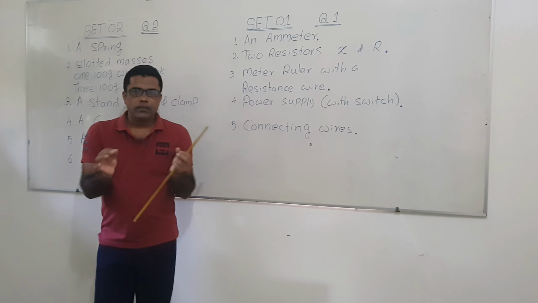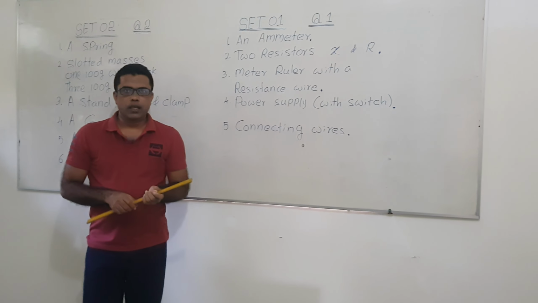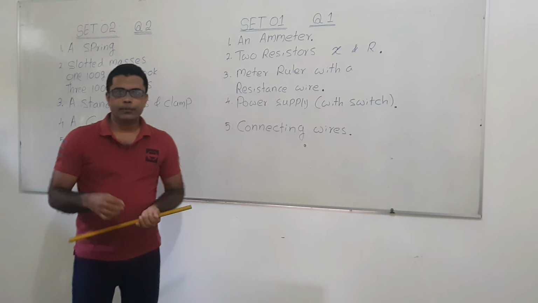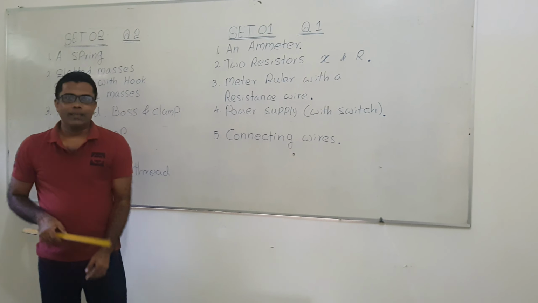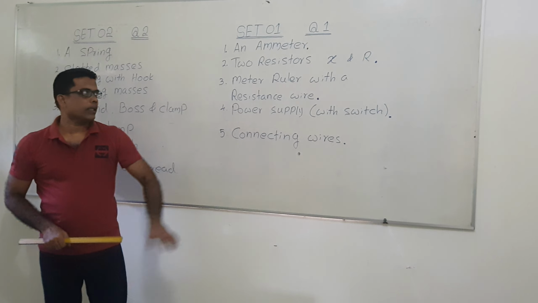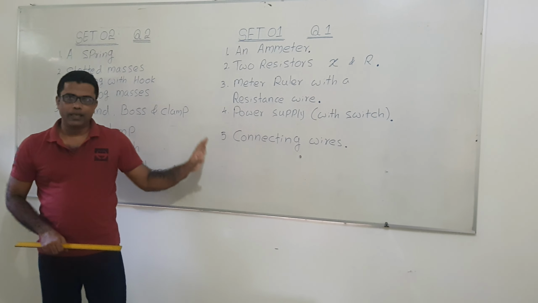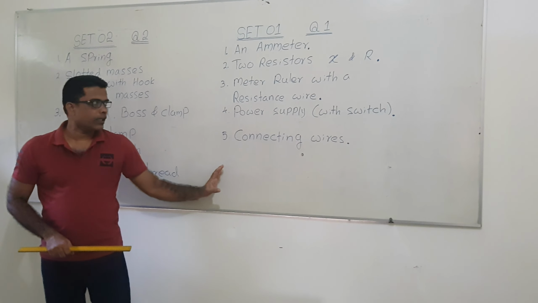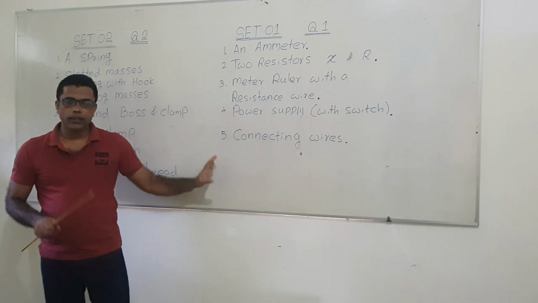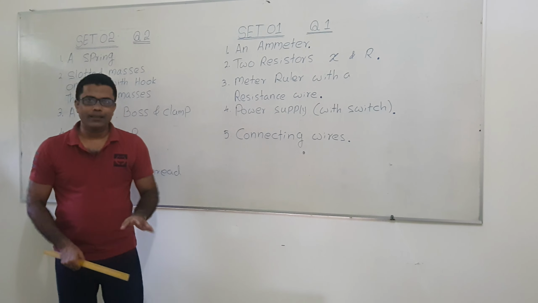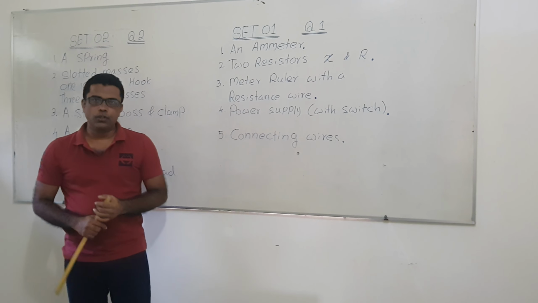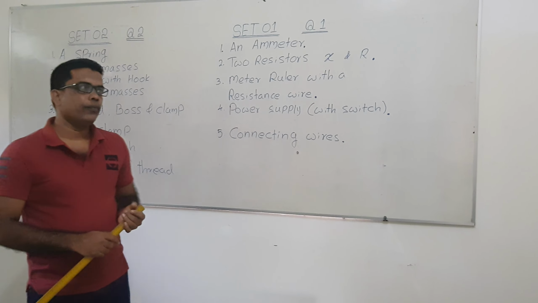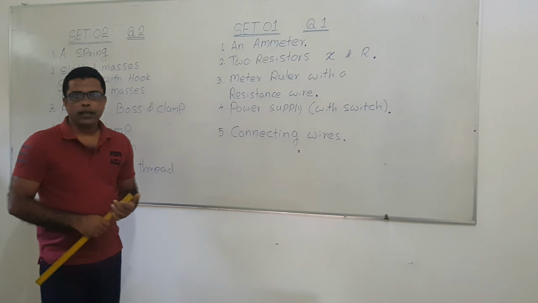Then the power supply: in this case you will have 2 batteries. I have arranged 2 batteries with the connecting terminals out, so you can use the crocodile clips and do the connection. The connecting wires are the crocodile clips with the wires. That is for the first setup. Then the teacher will ask you to check whether you have everything on the table. If there is anything missing, immediately raise your hand and ask. The lab technician will also be there, and they will immediately attend to the problem.